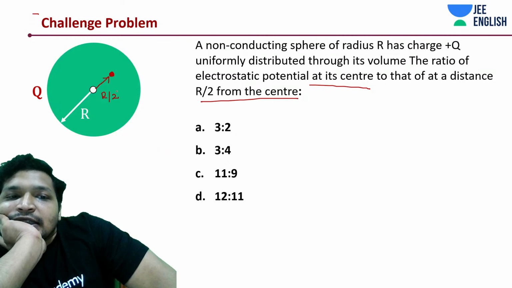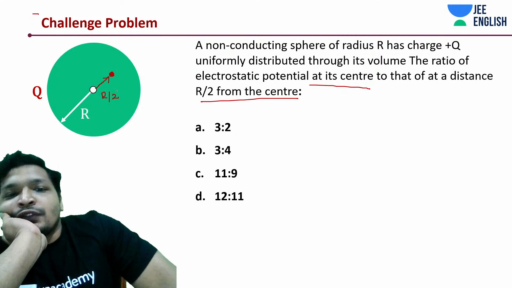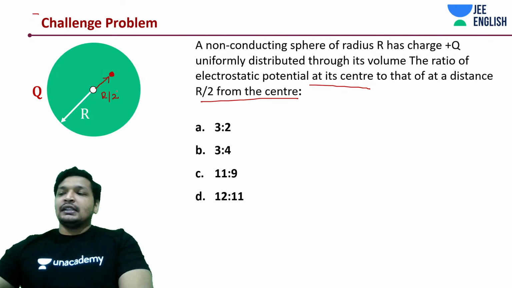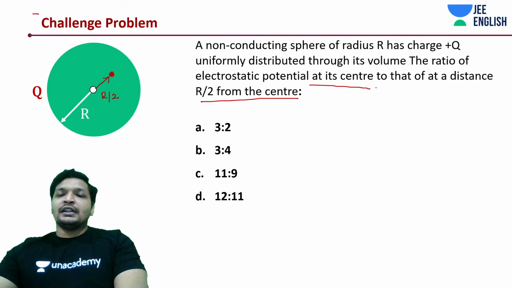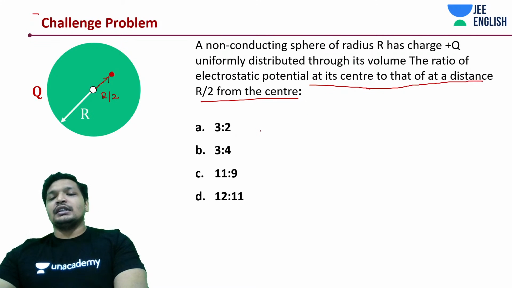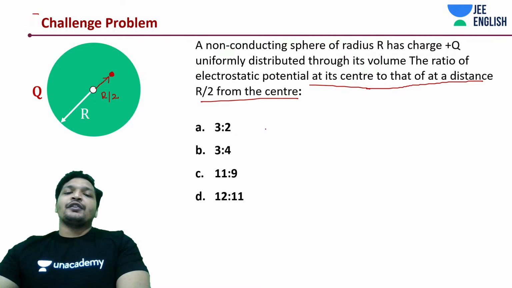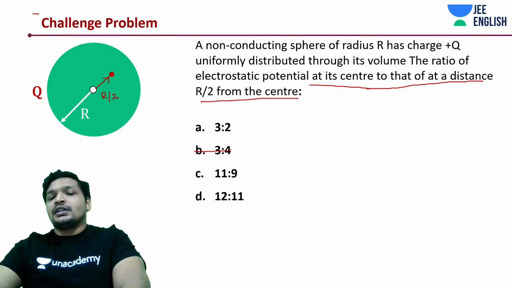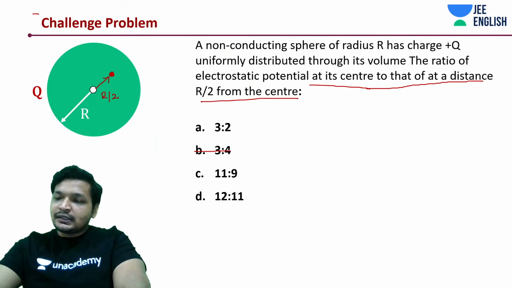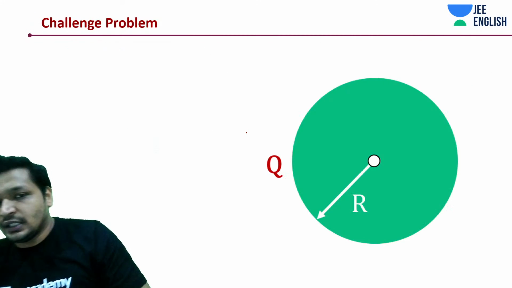You need to maybe get started on your own and think about it a little bit. Then I'll get started. First of all, we are going to do the standard thing. So, compared to the center, at a distance r by 2 from the center, that is what you need to find out. And of course, answer B cannot be true, because it is 3:4. The center is 3. Calculate it and see.